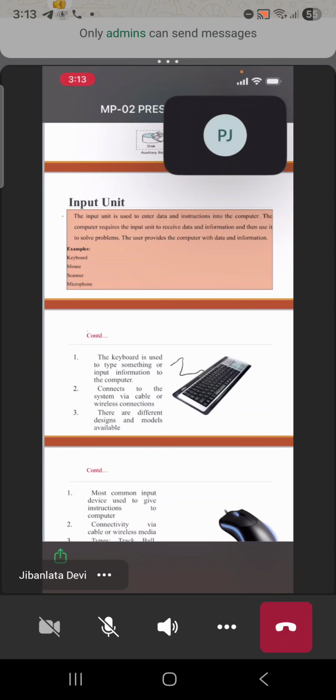The computer requires the input unit to receive the data and information, then use it to solve problems. The user provides the computer with the data and information. For example, the input devices are the keyboard, through which we can enter the data. Mouse is an example of input. Scanner, microphone.